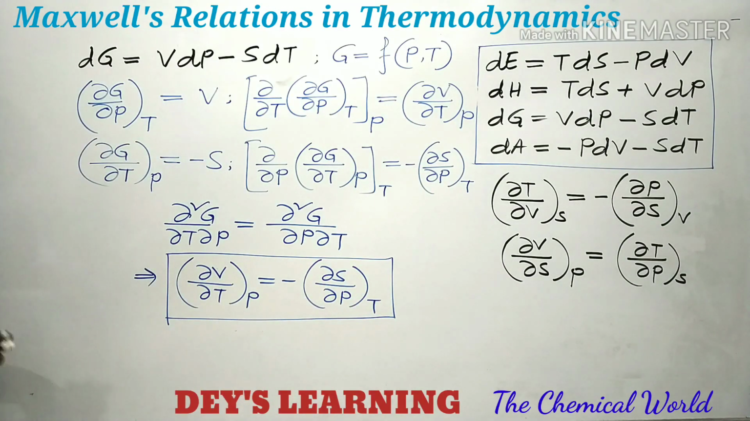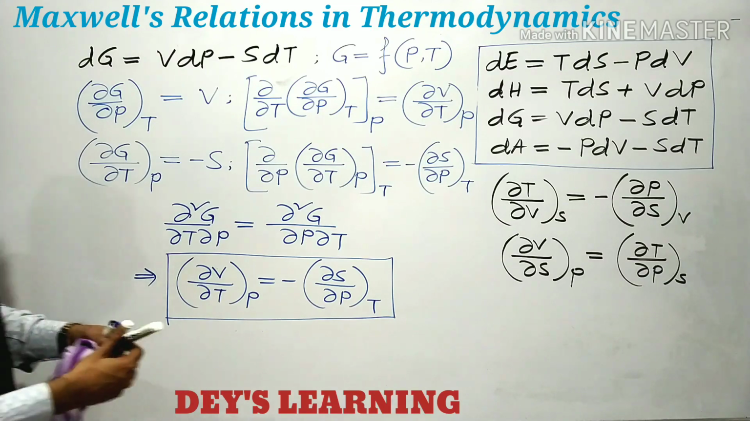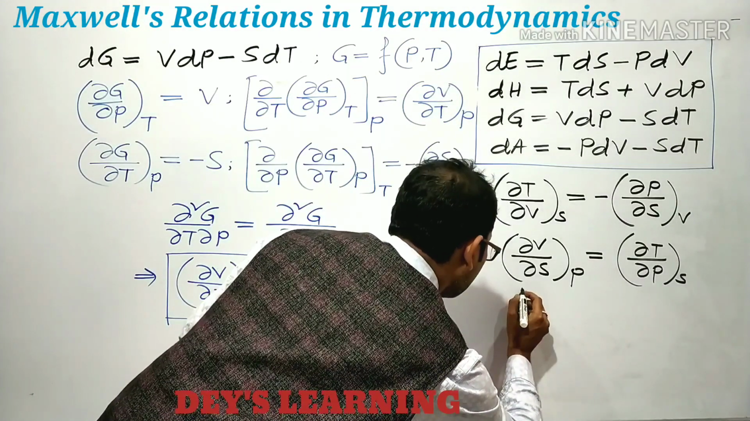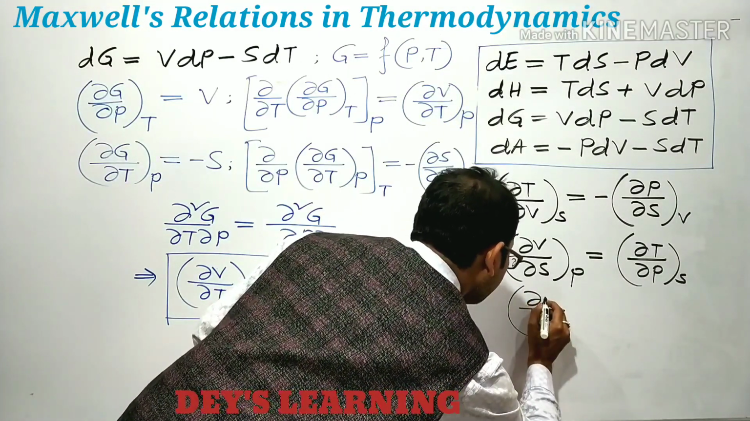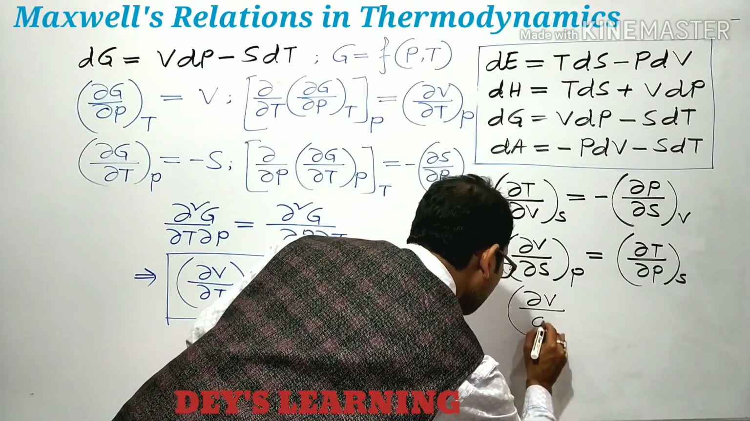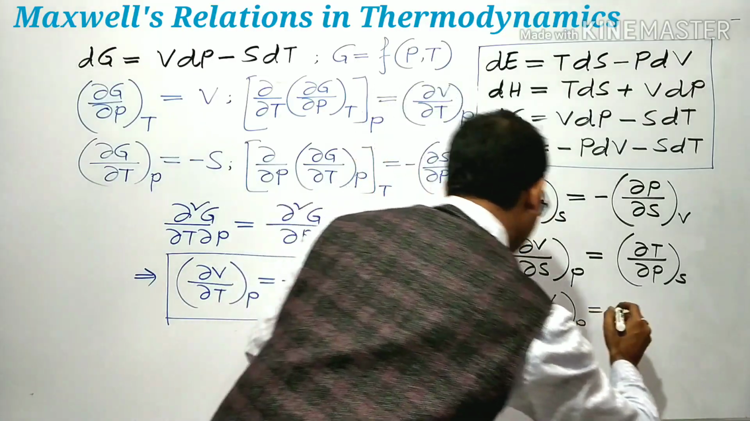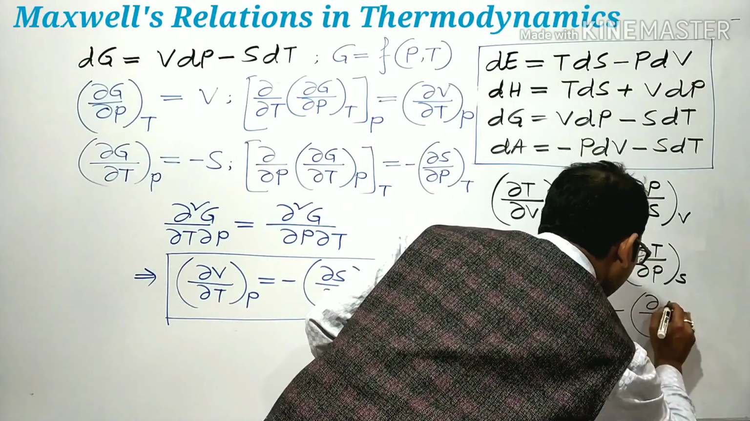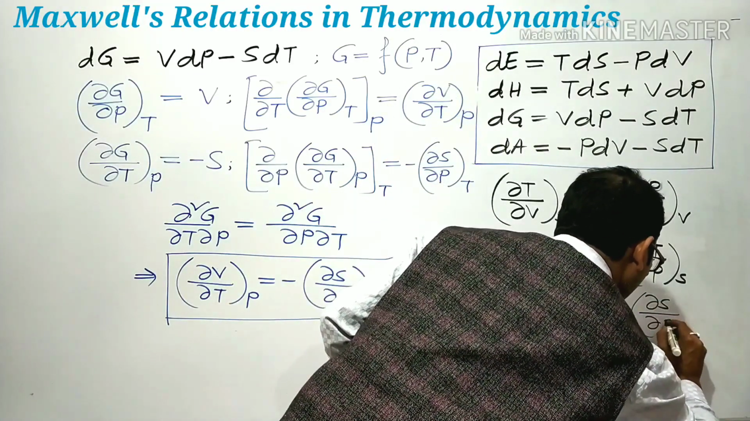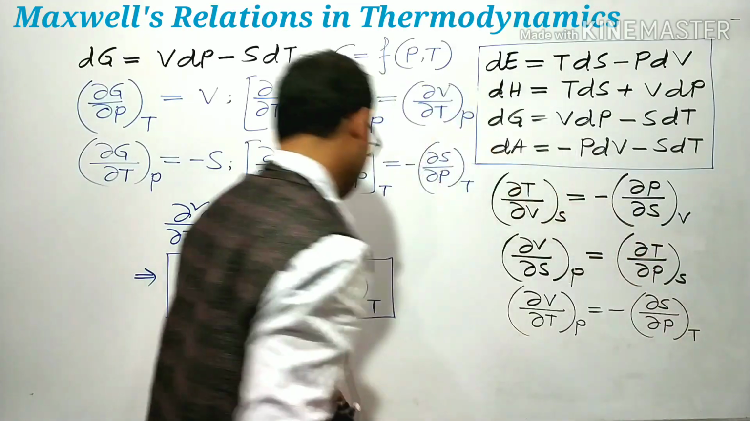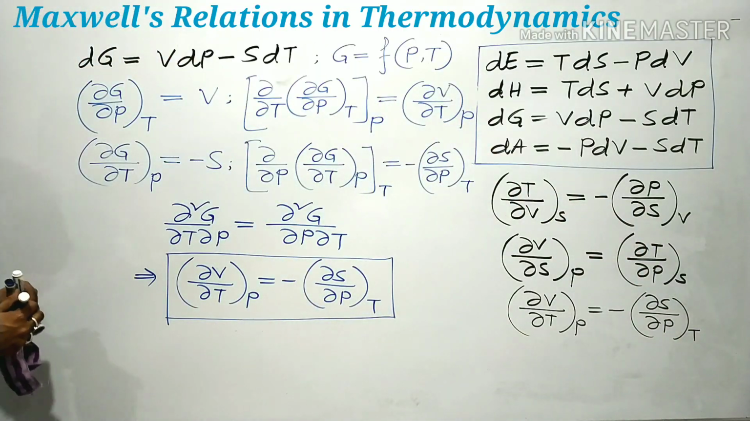We just list it here. (∂V/∂T) at constant P will be equal to negative of (∂S/∂P) at constant T. This is our third Maxwell relation.